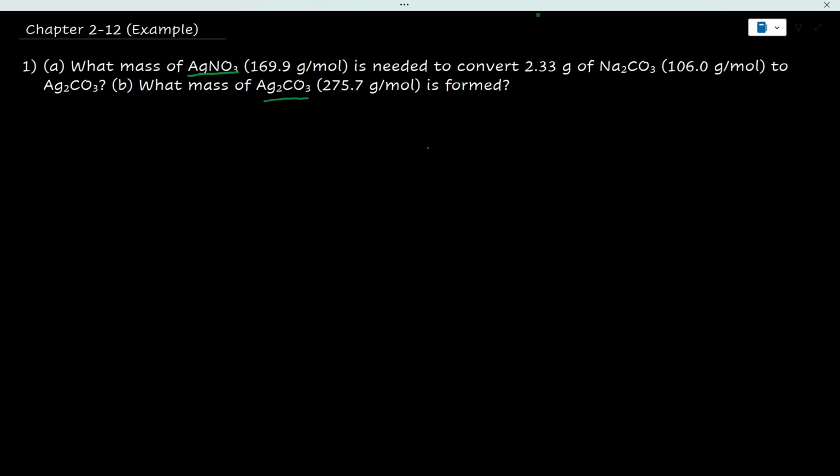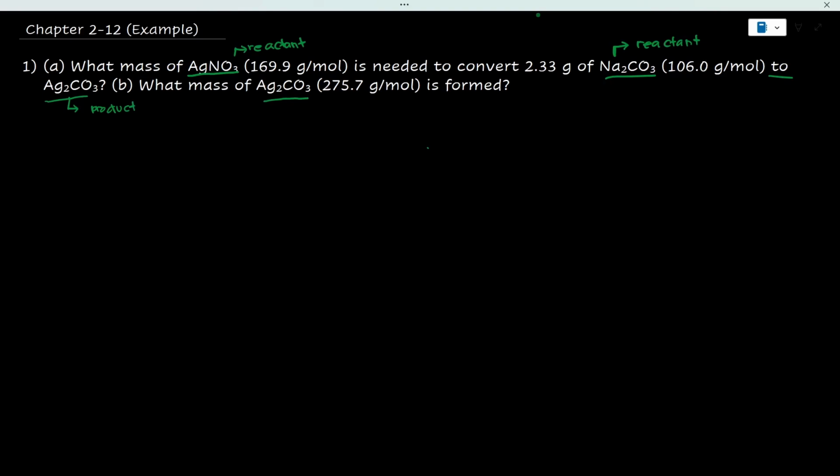Okay, so the first step in solving these type of problems is to identify which one or which ones are the reactant and the product. So the question actually gives us a clue. It says here AgNO3 is needed to convert 2.33 grams of Na₂CO3 to Ag2CO3. So this should be our product. So this is what we aim to make, Ag2CO3. And in order for this to be made, we want to mix AgNO3 and react it with sodium carbonate. So this is our reactant. Okay, so that is step one, identifying the reactant and the product.